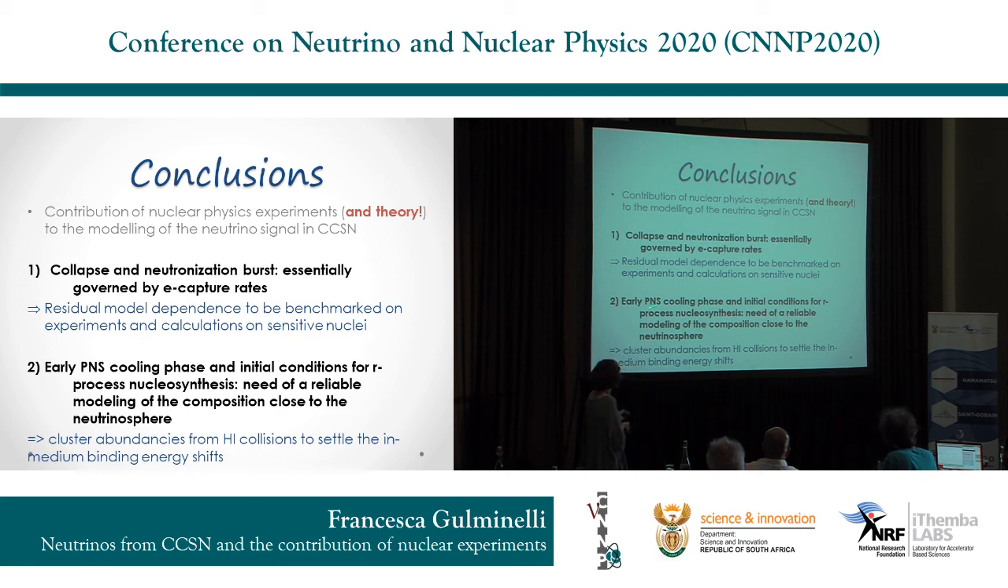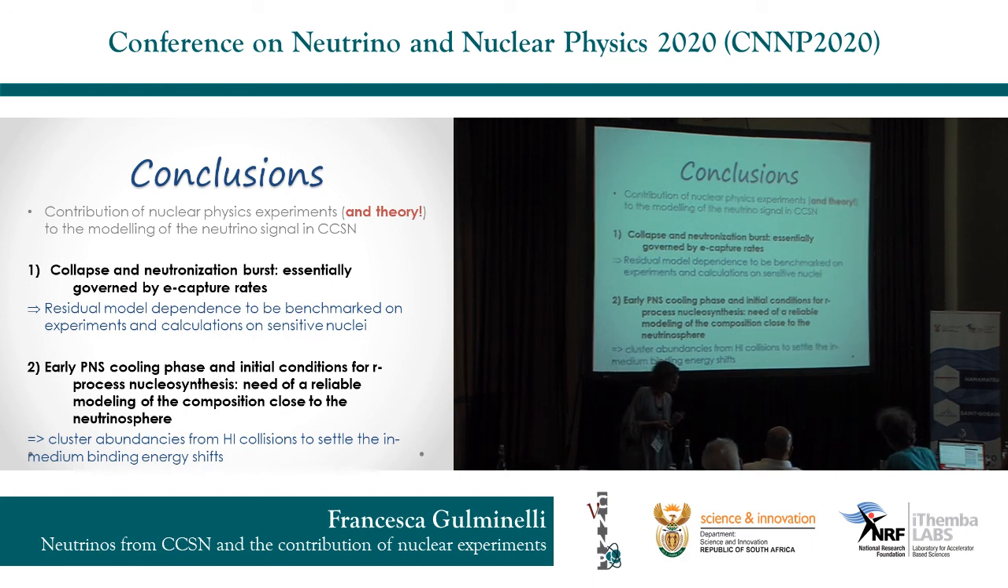And then the second point is the early proto-neutron star cooling phase, which gives also the initial condition for the nucleosynthesis processes. And this needs a reliable modeling of the composition close to the neutrino sphere. And there, the hint is given by the cluster abundances that can be measured from heavy ion collisions to settle the medium binding energy shift. And that's all. And if my chairman gives me 30 extra seconds.